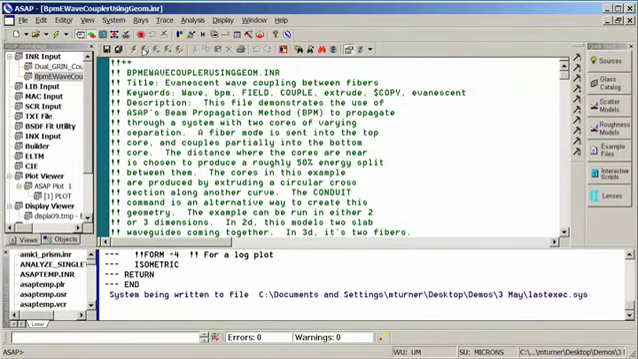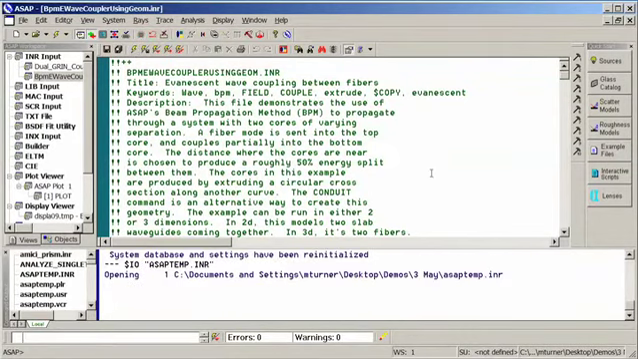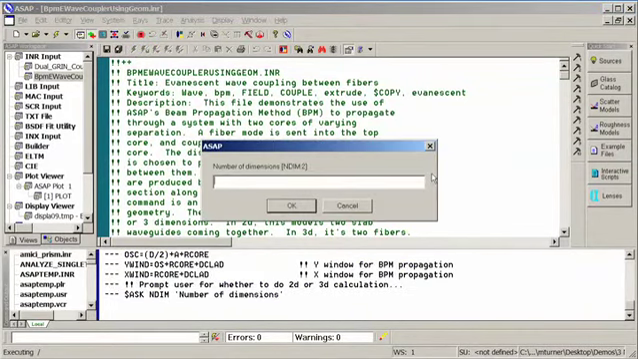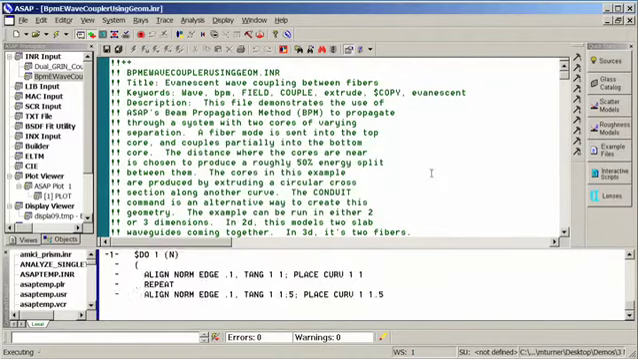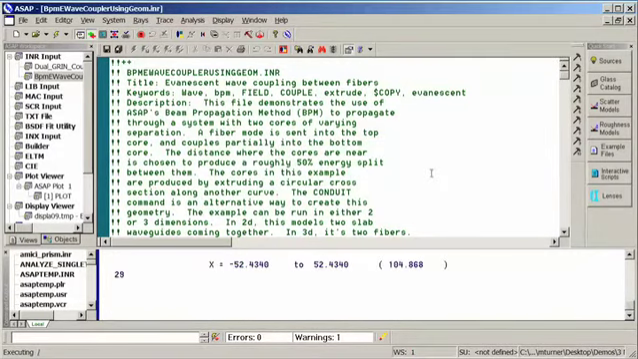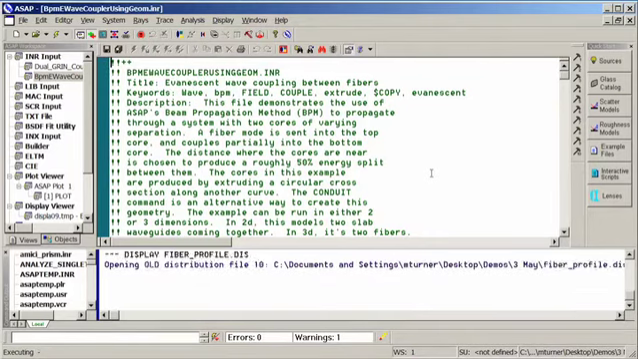So again, let's run the file. And in this case, what we have is a fiber. We can look at the analysis in 2 or 3 dimensions. We'll just look at a 2-dimensional output. So what we're going to do is effectively do a slab waveguide. And we have one mode at the input side, and it's going to partially couple into 2 modes as it goes through the waveguides.